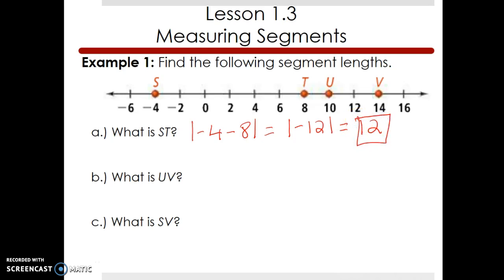So what is the length of UV? U is at 10 and V is at 14. So 10 minus 14 is -4. The absolute value of -4 is just 4.